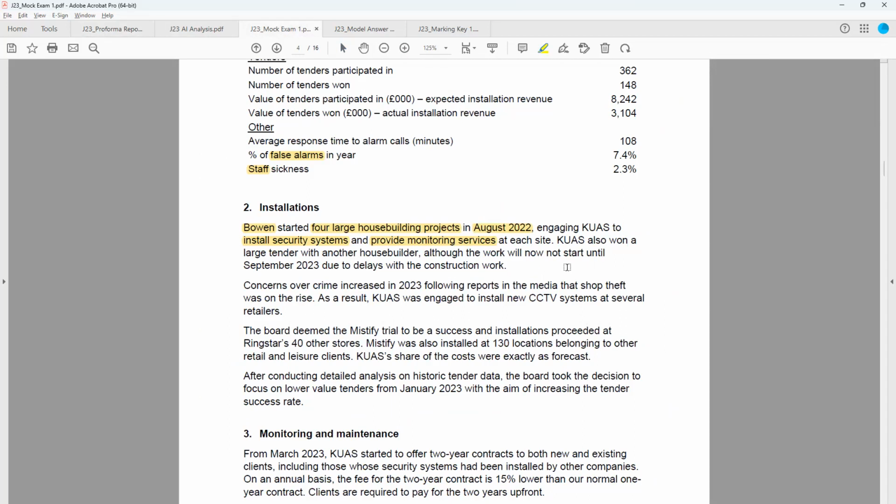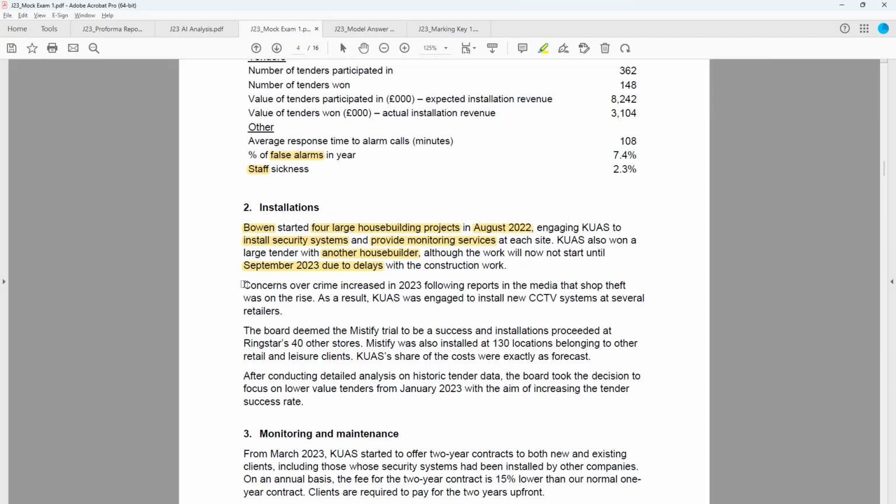So KUNS also won a large tender with another house builder, although the work will now not start until September 23 due to delays with the construction work. So they did win another tender, but there have been some delays there. So again, you could incorporate that. As I've said before, anything in the exam paper, we're trying to think, why is the examiner's given us this? We're trying to use this as much as possible in our answer. So you could include that with the same point in with construction.